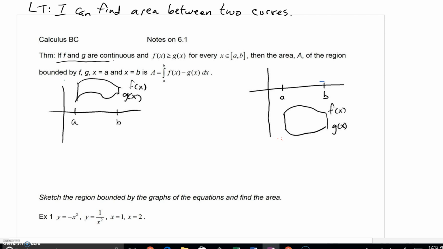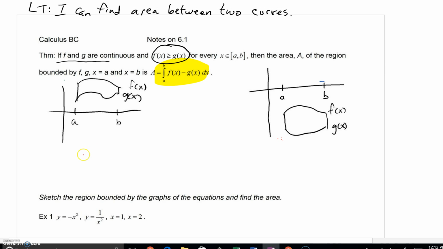f and g are continuous functions, and f(x) is always greater than g(x). f will then be above g(x) on your graph, and that would be true for every x value between a and b. The area is just going to be found by this integral right here, from a to b of f(x) minus g(x) dx.